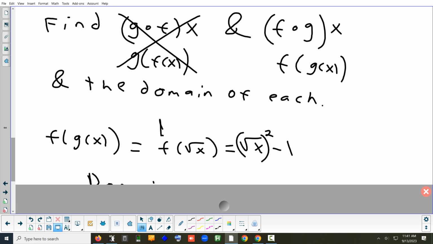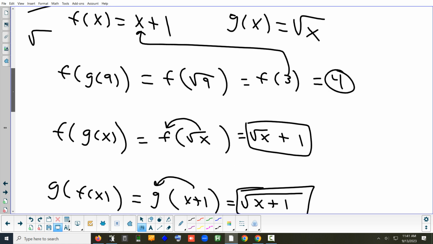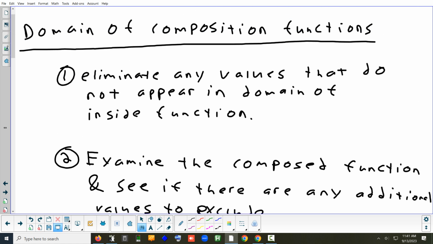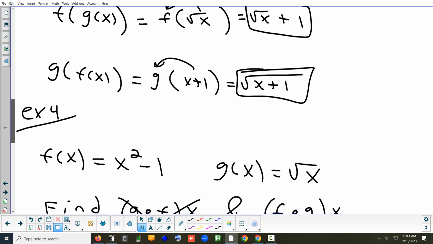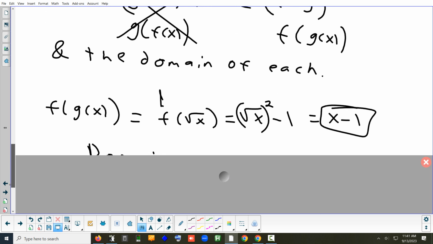Just x. So if all you do is look at the final answer, you might say, oh, domain is all real numbers. You can subtract 1 from any number you want. There's no square root. There's no divided by a letter. But that's not exactly how you find the domain. First, eliminate any values that were not part of the inside function. Here's the inside function. Are there any values that we have to be careful we don't use for x, where I'm pointing? Yeah, we can't use negative numbers. We've got to already eliminate all the negative numbers and just restrict ourselves to positives.